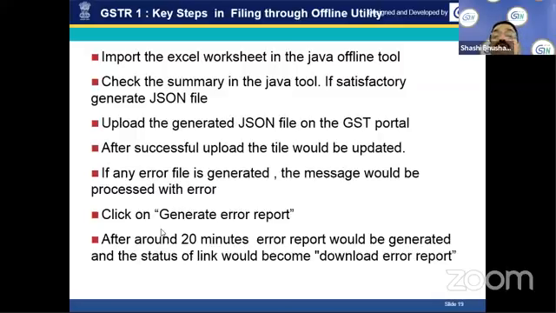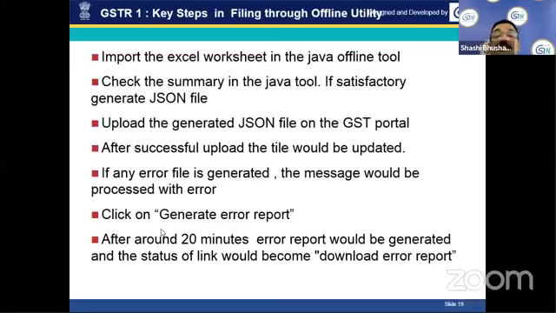Once you are satisfied that all the required return data is there in the Java offline tool, then you generate the JSON file and upload that JSON file onto the portal. Now on uploading also, there are some validation checks. Some data may get rejected, but whatever data gets successfully saved will be reflected in the tiles of the GSTR1 homepage. If you go there, in the different tiles, uploaded data will be reflected. If it is not reflected, you should generate summary and update the tiles.